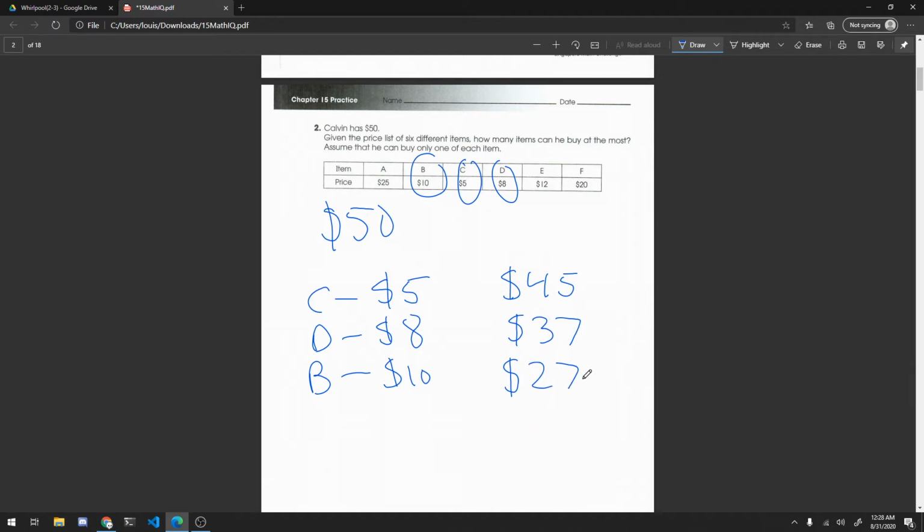And with $27, we can buy one final product. We can buy E. E is only $12, so we can buy E. And finally, we'll have $15 left. And $15 is not enough to buy item A or item F, so we know that we are done here. And if we go back, we can see we bought 4 items, so our answer is 4.